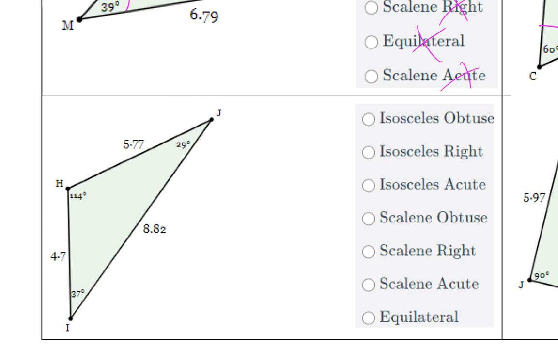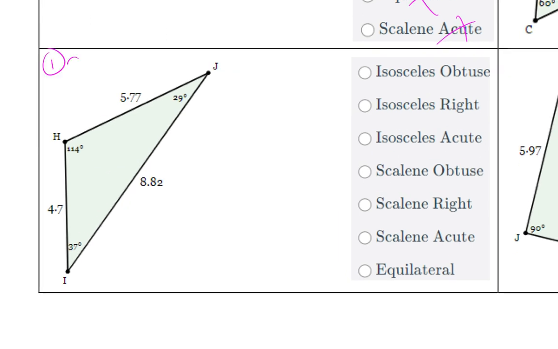First thing we're going to do is look at the angles. So what do we know about the angles? We've got 114, 29, and 37. So that tells us that it is obtuse. It can't be right, and it can't be equilateral, because that would also mean equal angles.